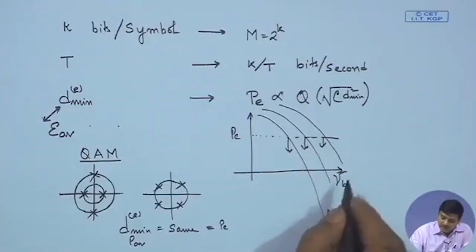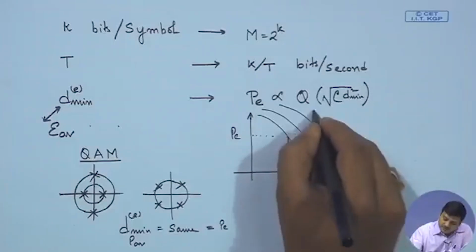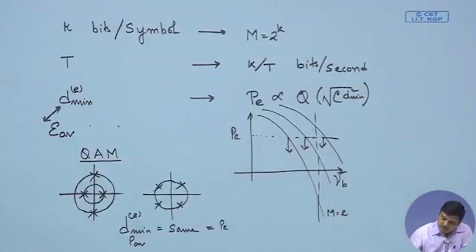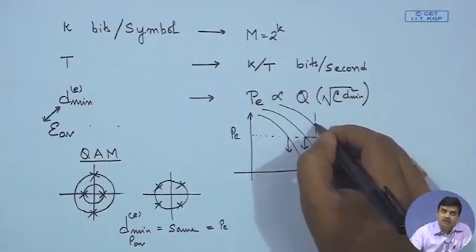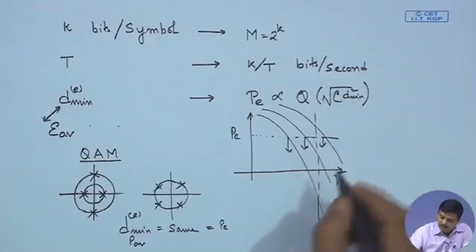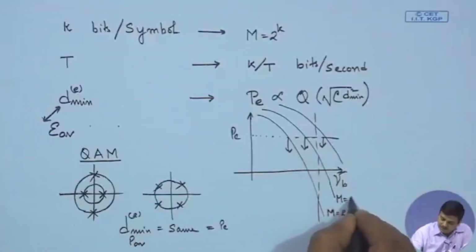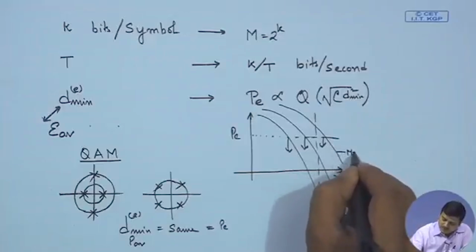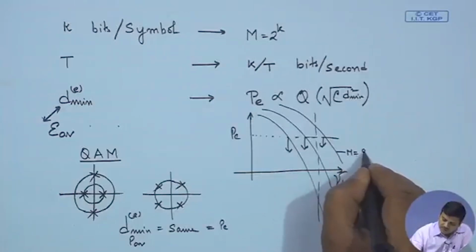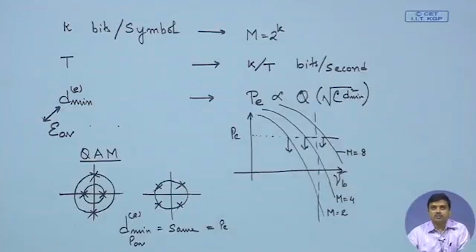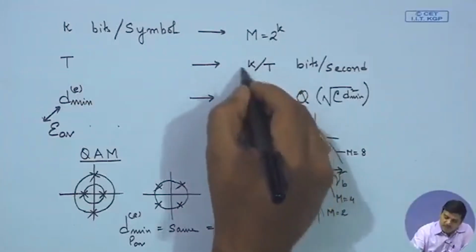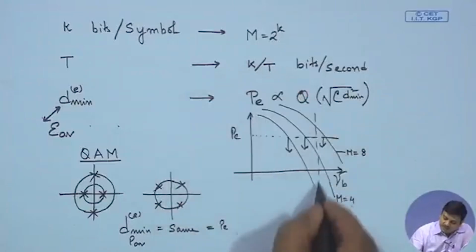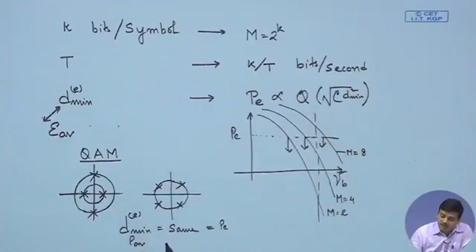And in another way, you could say that if we keep Eb by N naught constant, as we keep increasing the size of the constellation, the probability of error keeps on increasing. So, this is M equals 4, this is let us say M equals 8 and 16 and so on and so forth, right. As we keep on increasing M, that means as we keep on increasing k, by keeping the same Eb by N naught, the probability of error increases.